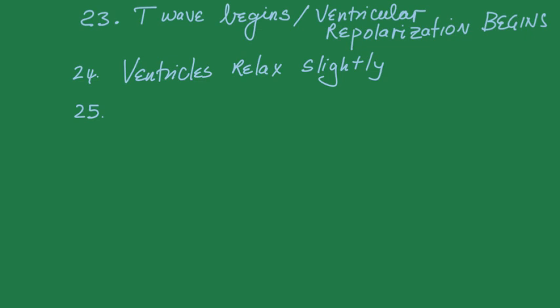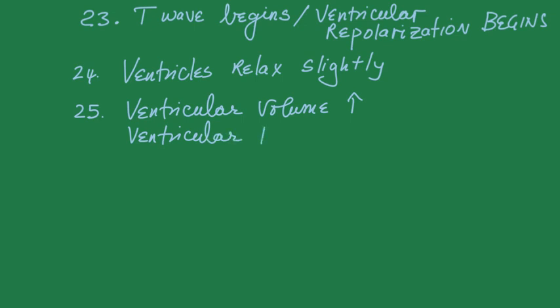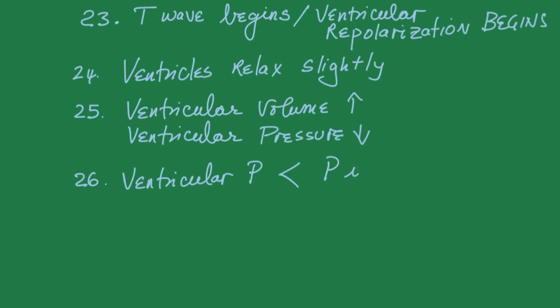As a result, ventricular volume goes up ever so slightly. There's a little bit more space, so the ventricular volume goes up slightly, one arrow going up. Correspondingly, ventricular pressure goes down slightly. Now, ventricular pressure is less than pressure in the great arteries. There's your lesser than sign. Less than pressure in the great arteries.